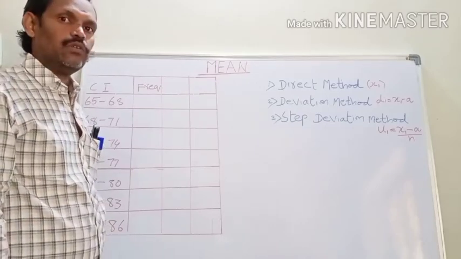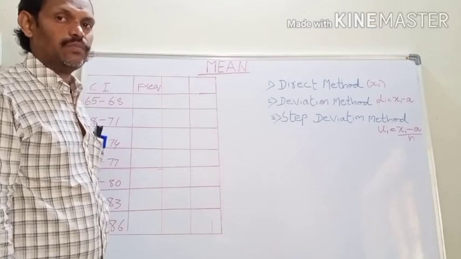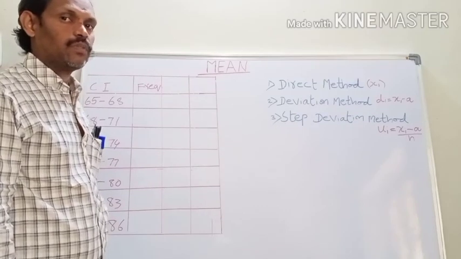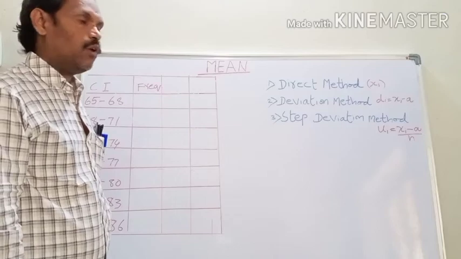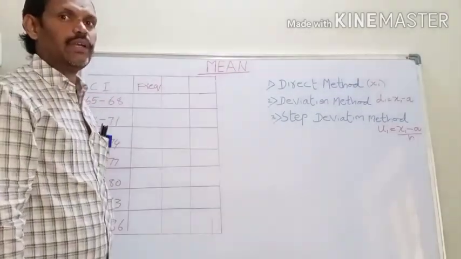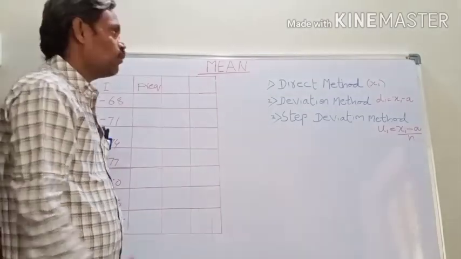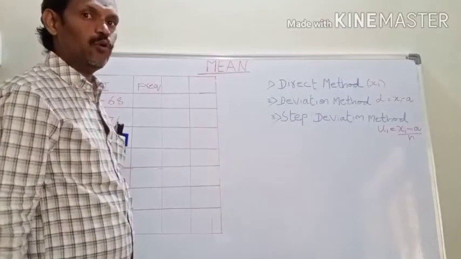Today we are going to discuss the statistics chapter. In this chapter, we have to discuss the mean for grouped data. Here we have three methods to find the mean for grouped data.